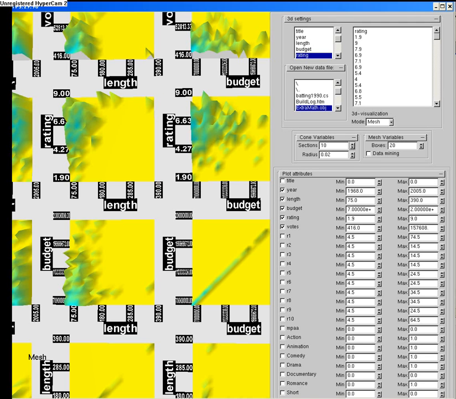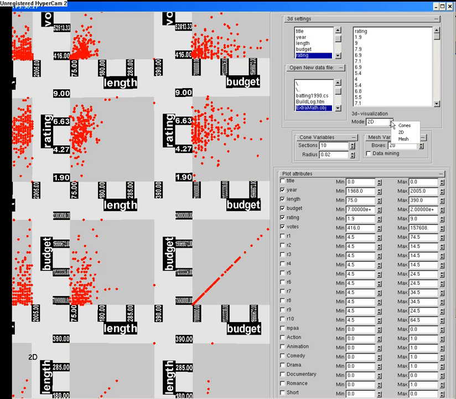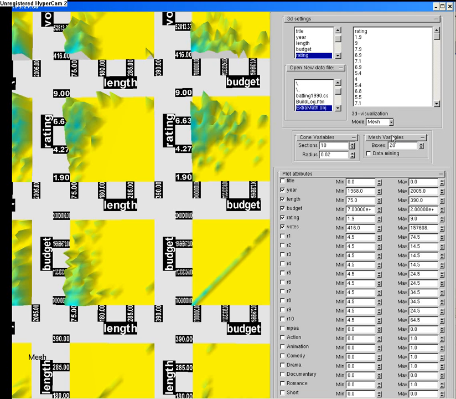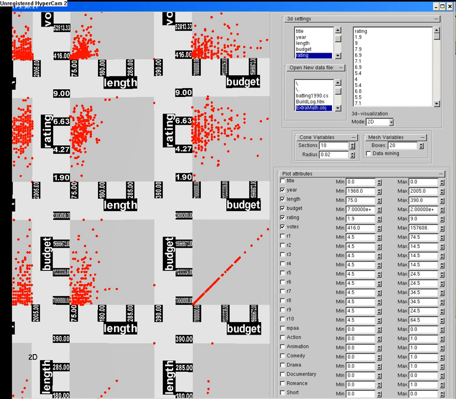The three 3D modes are 2D, cones, and mesh, and I think each one deserves a small explanation. The 2D is just as it sounds, a conventional two-dimensional scatterplot matrix with red points. It has some features with the labeling of each axis and the values on each axis to give some perspective.